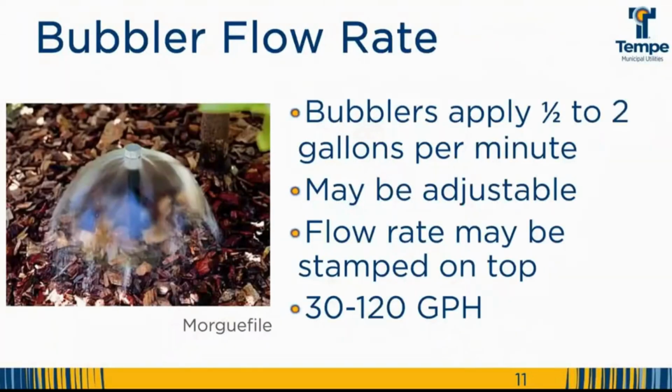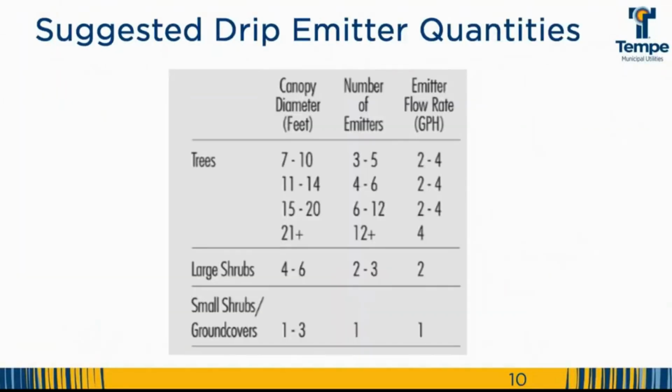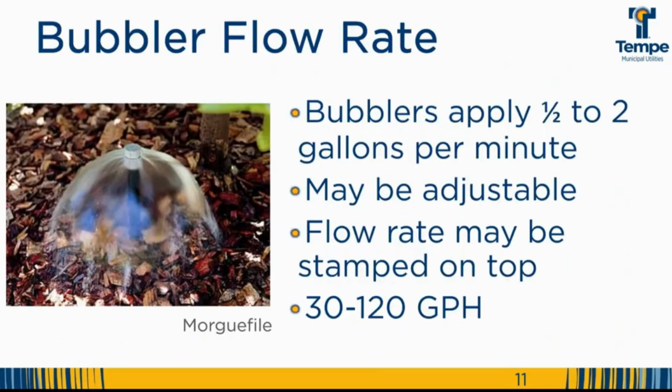Let's come back here. So this is a chart that's located in the same guide, and it is giving you an idea of how many emitters you'll need for different sizes of plants so that you can efficiently water them. So let's talk about bubblers. Bubblers apply 1/2 gallon to 2 gallons per minute.